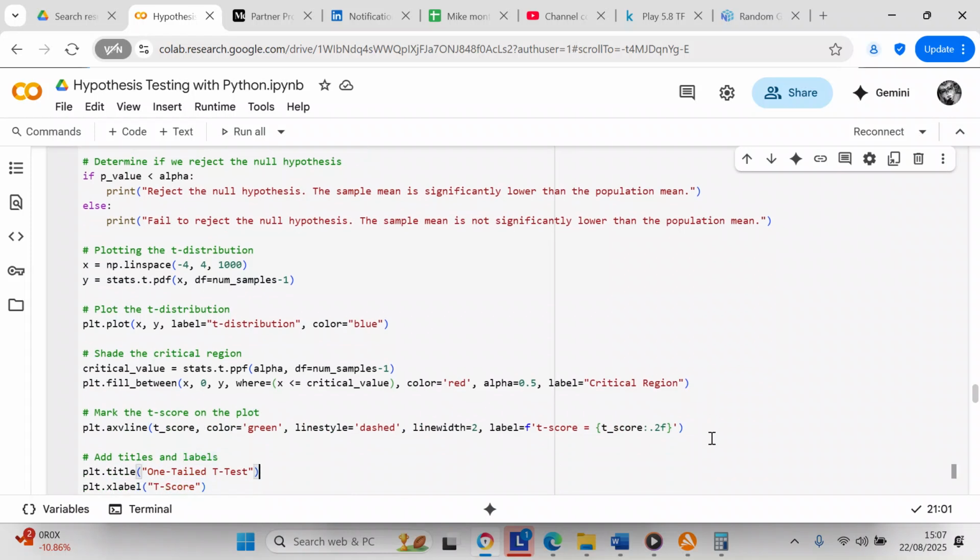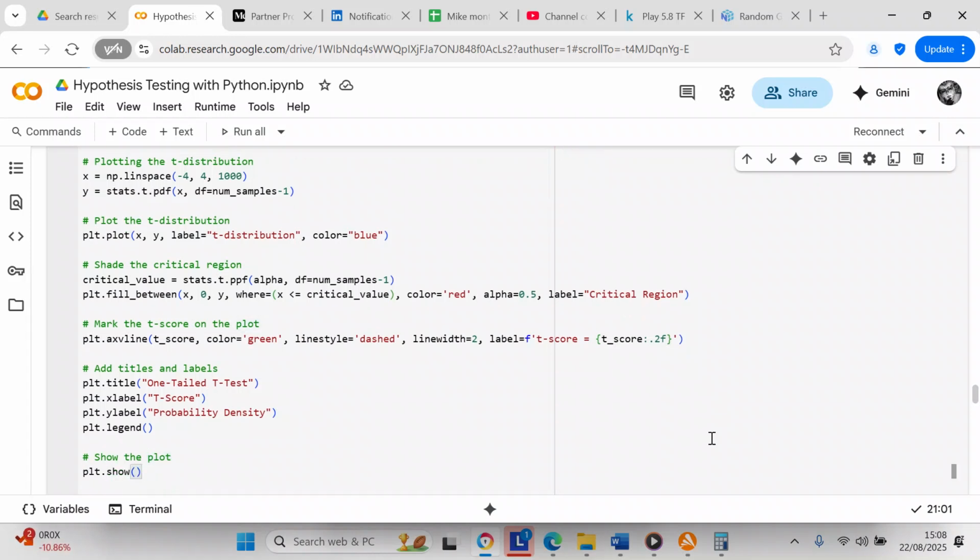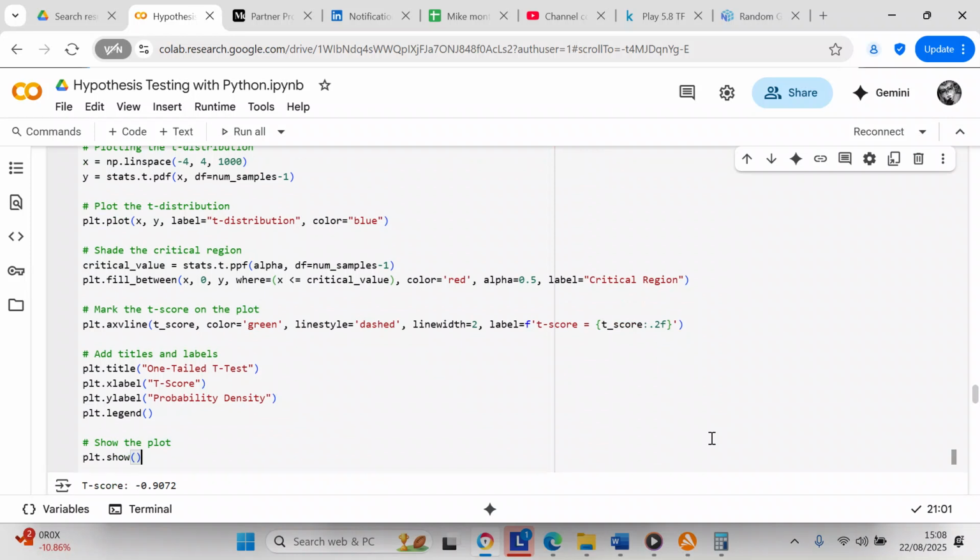Now we're going to add titles and labels. The title is one-tailed t-test. The x label is t-score. The y label is probability density. And then you get a legend, and then we're going to show it.